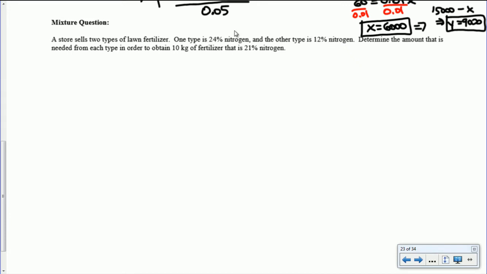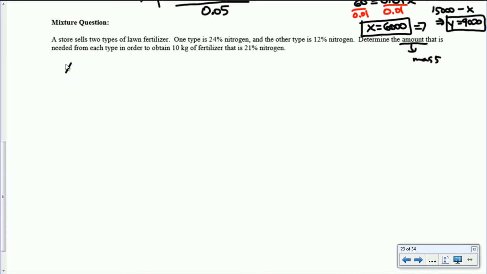And if 10 kilograms was purely this type of fertilizer, we'd have too little. So we need to come up with some combination of the two in order to get the required amount. So it might work out to be like 8 kilograms of this and 2 kilograms of that. So determine the amount that is needed from each type. So the amount in mass. So we're looking for the mass needed from each type to obtain 10 kilograms.